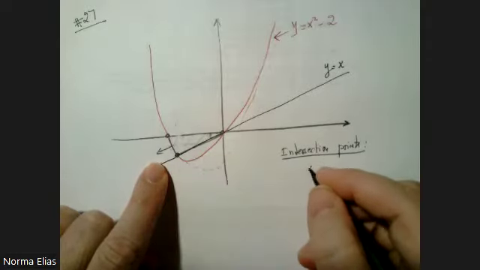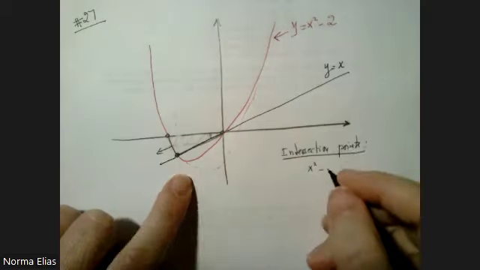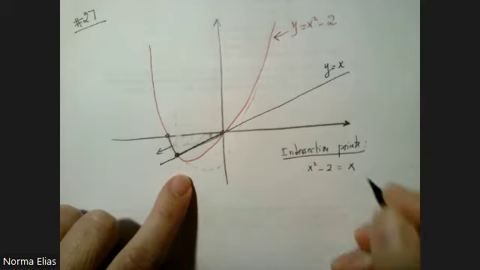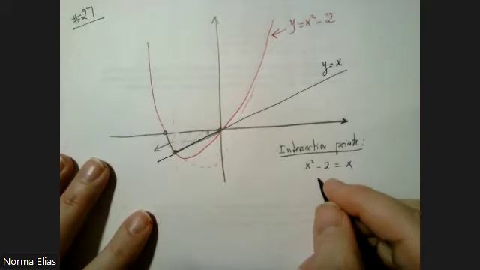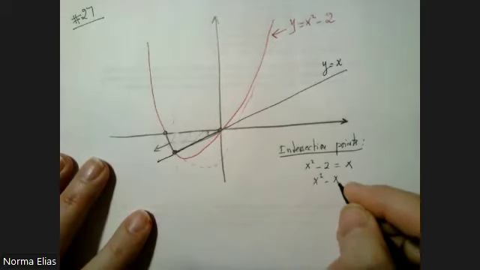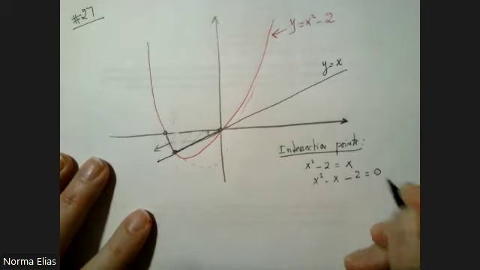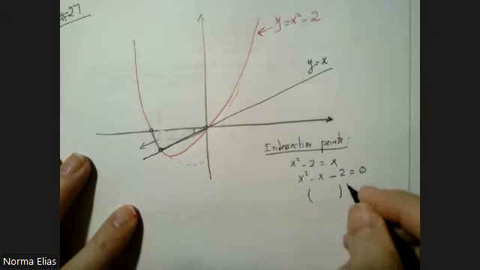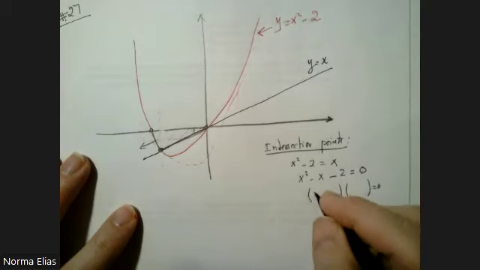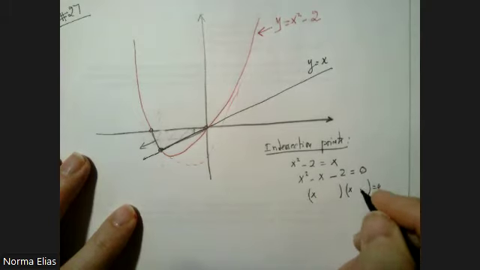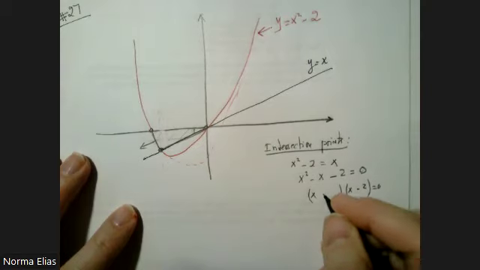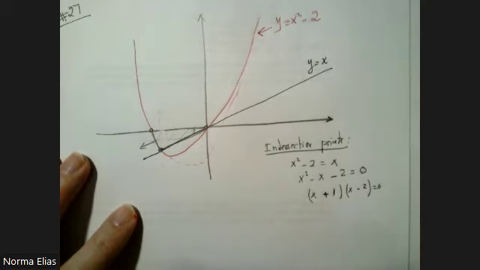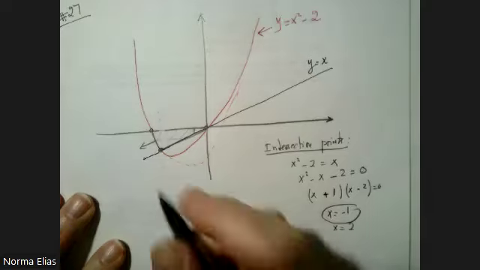So I will set the y's equal. There is no issue in this problem, I don't have to set the x's equal. So this will give me x squared minus x minus 2 equals 0. I factor things out: x, x, and this is going to give me minus 2 and plus 1. It means x is minus 1 and x is 2. Obviously, that's the one I'm interested in.